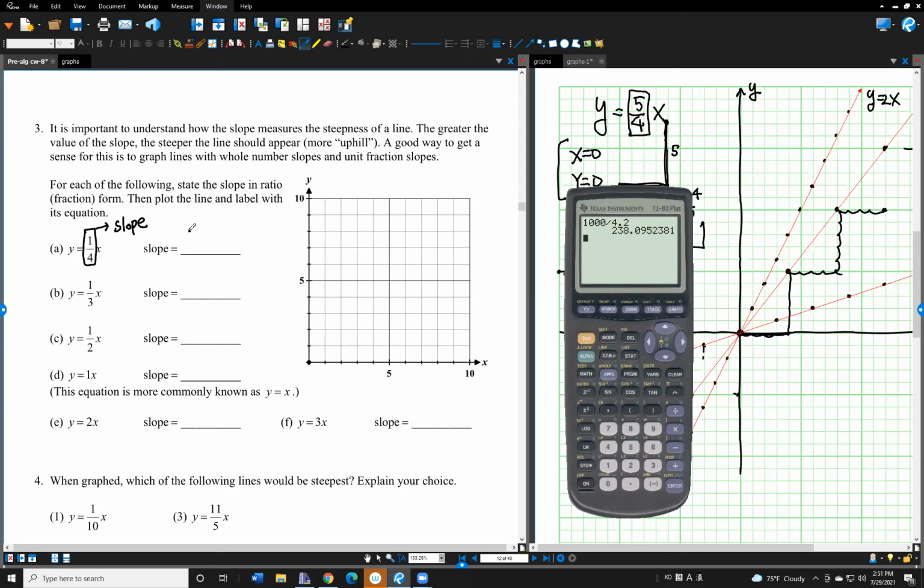What does that mean? When you move to the right, up by one. That's the slope. Slope is the change in y over the change in x, okay? Now you can write down the slope here. The coefficient of x is the slope. So one fourth is a slope, one third is a slope, one half is a slope. When it's x only, one is the slope.